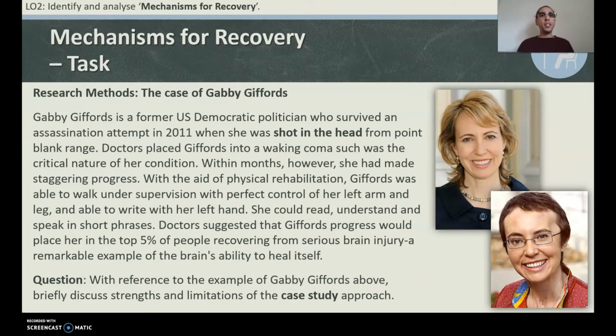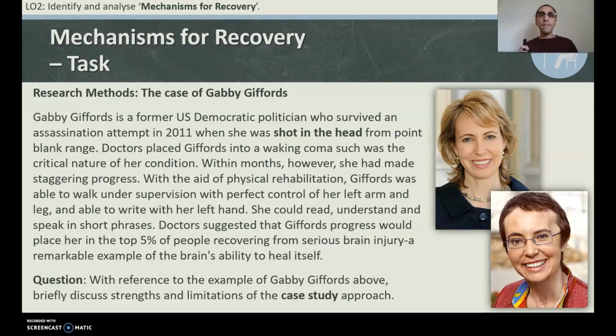Okay, here's a question. Research methods. The case of Gabby Giffords. Gabby Giffords, GG, is a former US Democratic politician who survived an assassination attempt in 2011 when she was shot in the head from point blank range. Oh, America is so messed up. Doctors placed Giffords into a waking coma, such was the critical nature of her condition. Within months, however, she had made staggering progress.